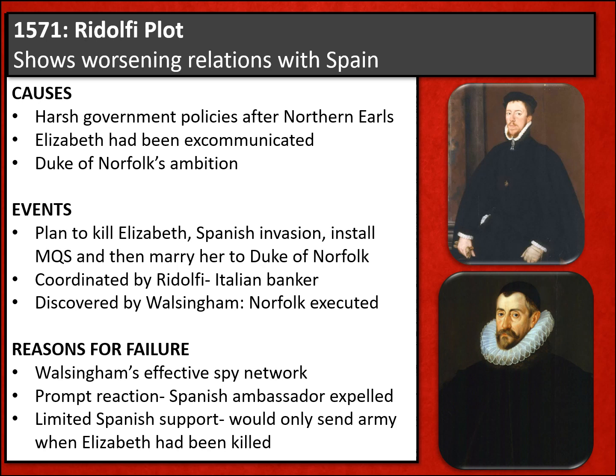Again we saw a prompt reaction from Elizabeth's government, that the Spanish ambassador was quickly expelled from the country, and again there was only limited Spanish support for this plot. Philip made it clear that he would only be sending forces once Elizabeth had been killed, and again that causes delay, allowing the security around the plot to fall apart.